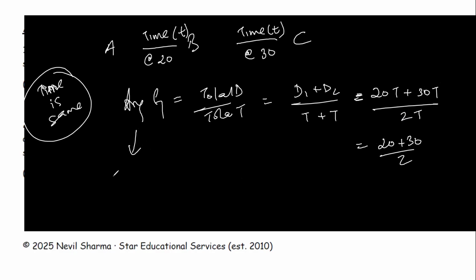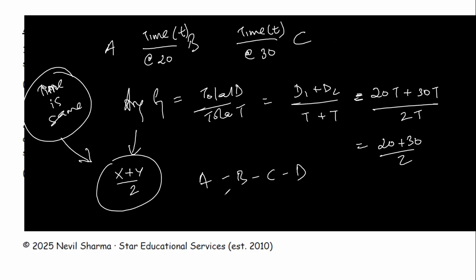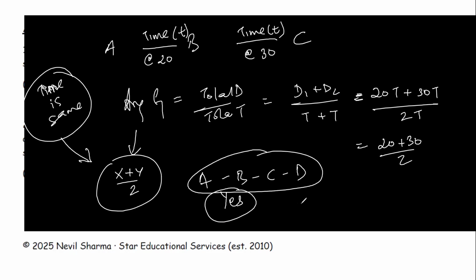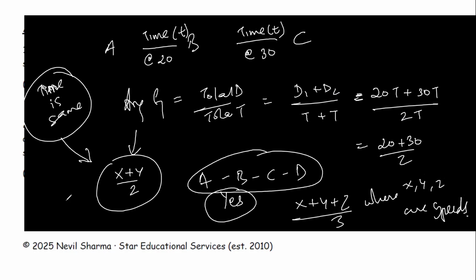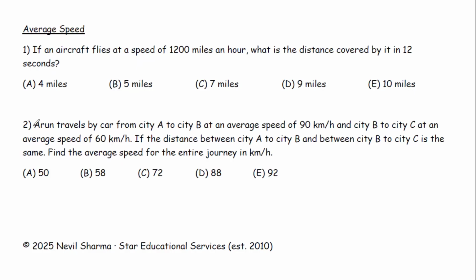So what is the generalized answer for this? Average speed is simply the average of the speeds when time is same. And can you generalize it if it is A to B to C to D? Yes. Now you can generalize it. If it's A to B to C to D, then it will be x plus y plus z upon 3, where x, y, z are speeds. Are you with me, guys? So this time it can be generalized because it just derives that x plus y plus z by 3. Okay. Let's solve the questions.